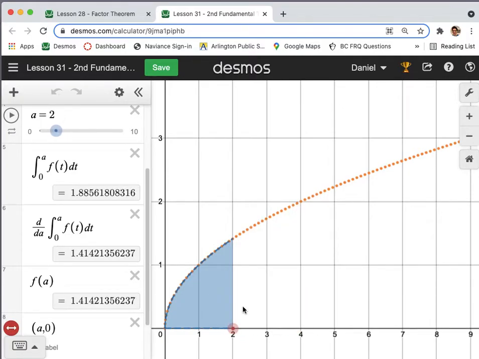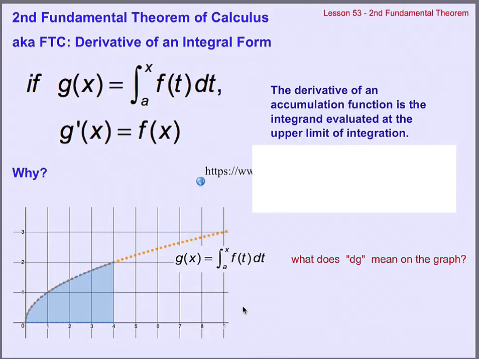And it makes total sense why this would be the case if I think about graphically what dg actually means on the graph. If g is the name of my accumulation function, then this whole thing here, this accumulated area, is g of x, which means that this extra little bit right here, the next little bit of area that I would accumulate, is dg. This red rectangle is dg. Well, it's a rectangle. We can figure out what dg is. It's the product of its length times its width. Well, this width down here is dx.